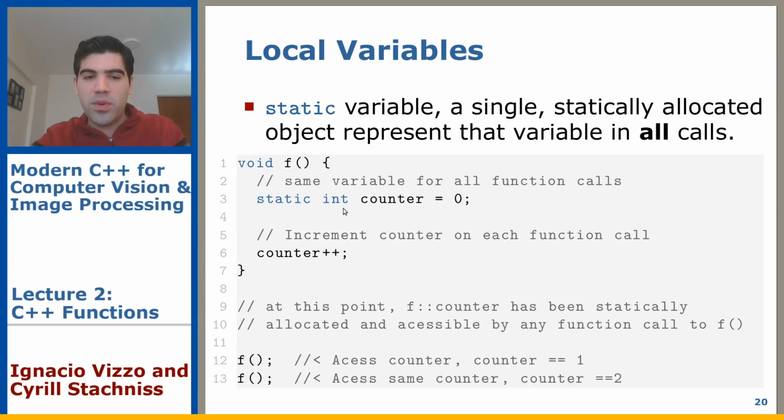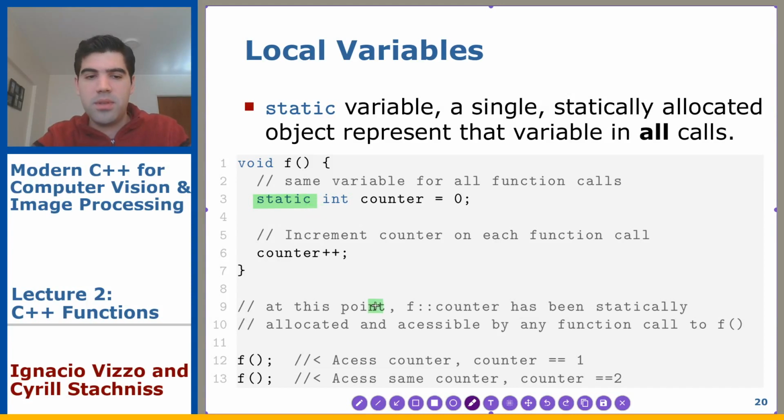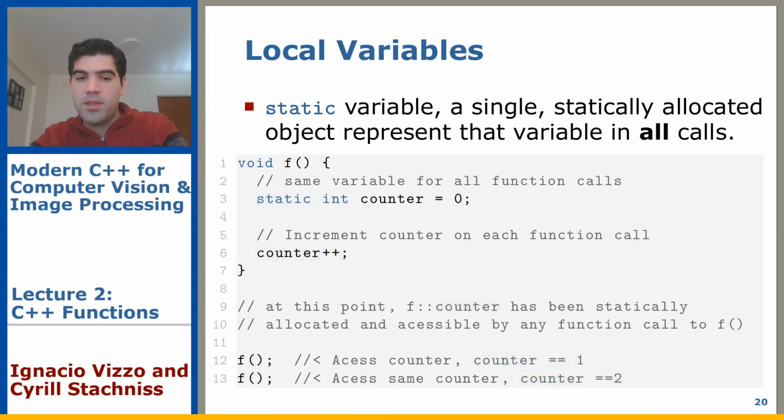So this will create a variable that will be allocated at compile time, and you do this by declaring it static. At this point, you declare the function, but you never call the function yet. But because this is static, the variable counter has already been allocated and it's accessible, so it's already there, even if you don't call the function. Then the first time you call it, you have an increment here, so the counter will be equal to 1, and when you call the function again, the counter will be equal to 2. So this is easy to understand, but easy to misuse.